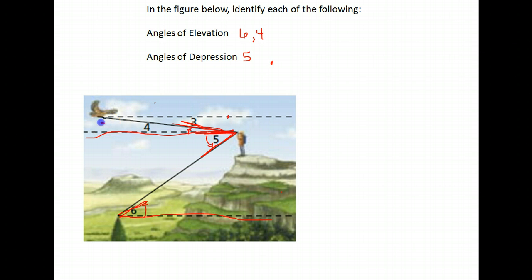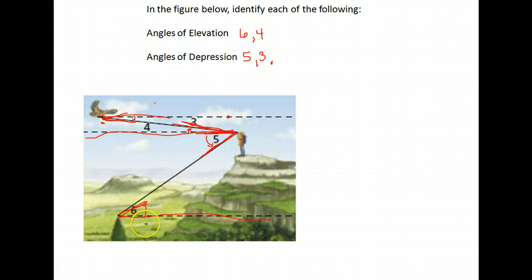Finally, we have another horizontal at the top here with our bird. There is an angle formed with that line. Here's our angle. Notice the angle is formed by going down from that horizontal line, opening downward. So that angle, angle 3, would be an angle of depression.